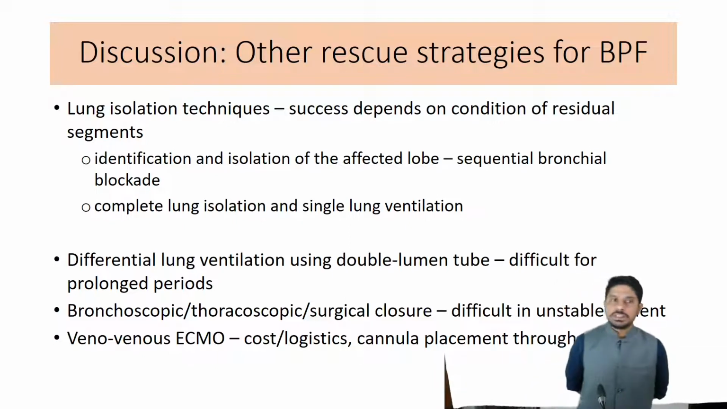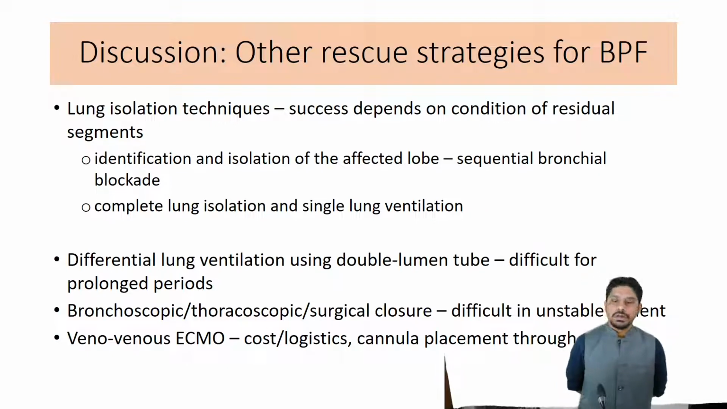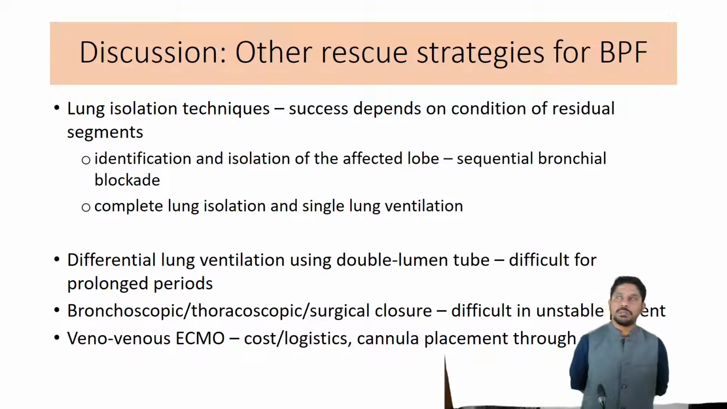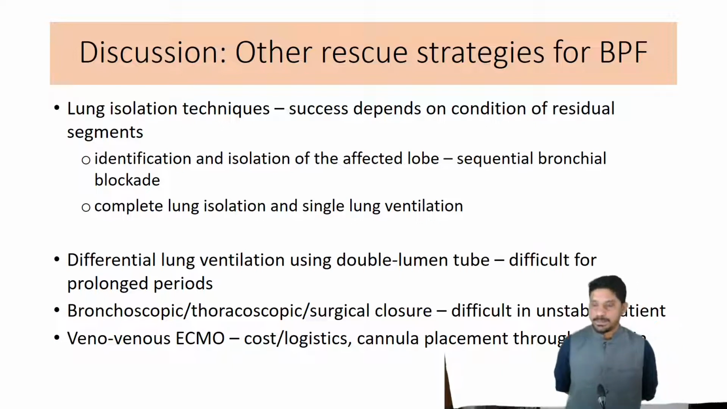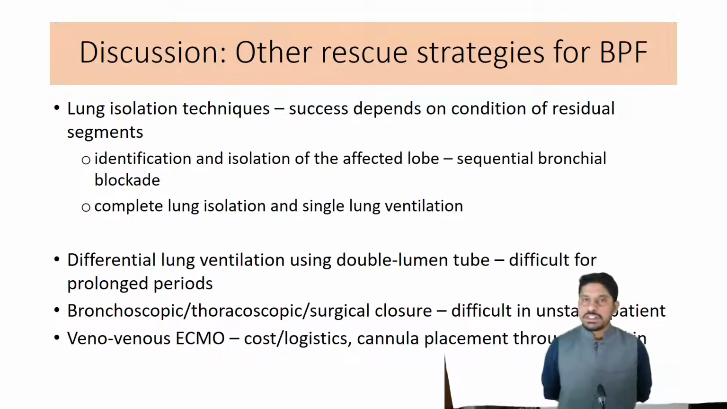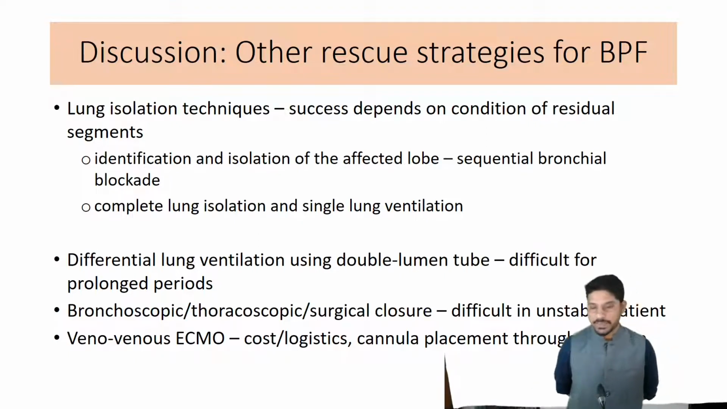However, with these lung isolation techniques, the success depends on the condition of the remaining lung. If the remaining lung is not great, then if you isolate a portion of the lung, the rest of the lung may not be adequate in maintaining gas exchange. We can go for differential lung ventilation using a double lumen tube and connect the two lumens to two different ventilators at different settings. However, this is difficult to maintain for prolonged periods, and it is technically difficult.